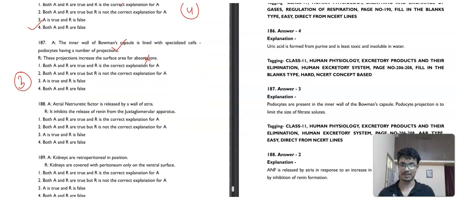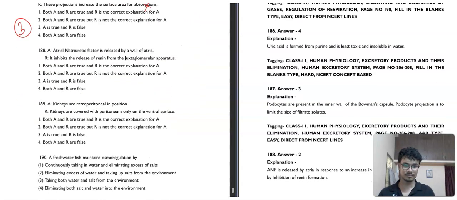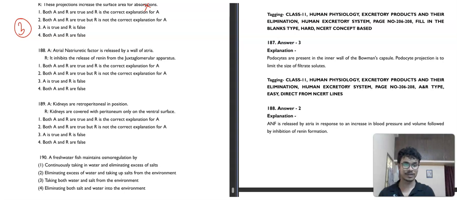Then question number 188. There are so many assertion reason questions given so that you can have practice, especially in human physiology, because most assertion reason questions will come from human health and disease or human physiology chapters. So ANF, atrial natriuretic factor, is released by the walls of the atria. Correct, obvious. Then it inhibits the release of renin from the juxtaglomerular apparatus. That is also correct, this is a function. But it is not correlated, like atrial natriuretic factor is released by the wall of atria because it inhibits, this is not correct. So both are correct, but that is not the correct explanation of the assertion. So the second option will be our correct answer.